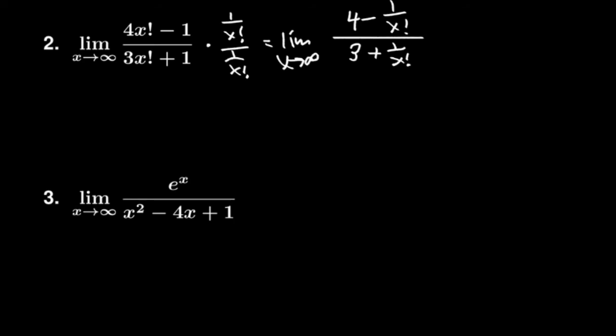Alright, so similar analysis as the previous things. We get a 4 and a 3. Those are actually just going to stay the same, just like they have been. And the rest, they just go to 0. So here we just get 4 over 3.